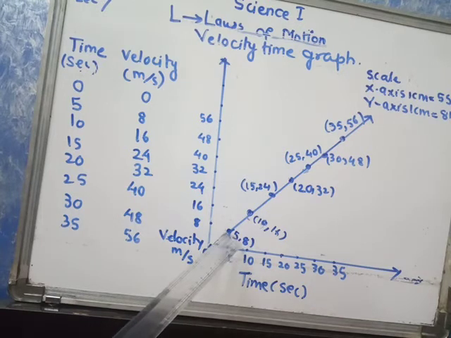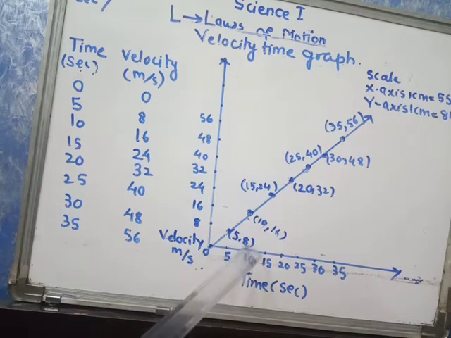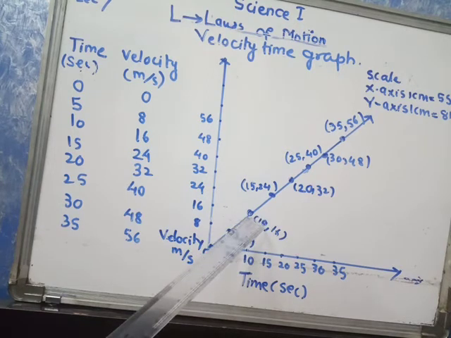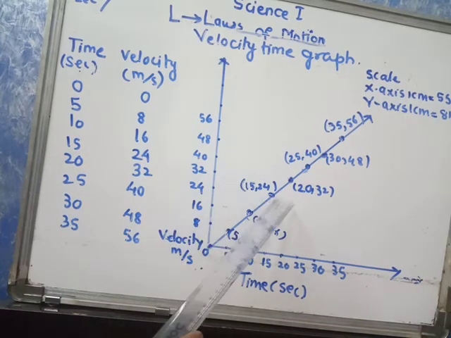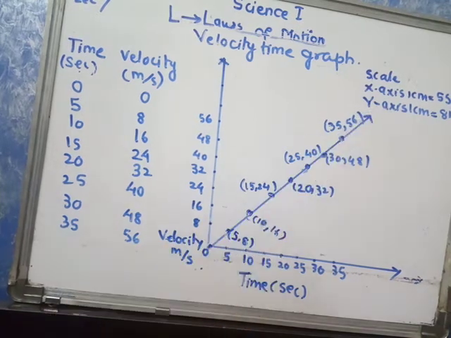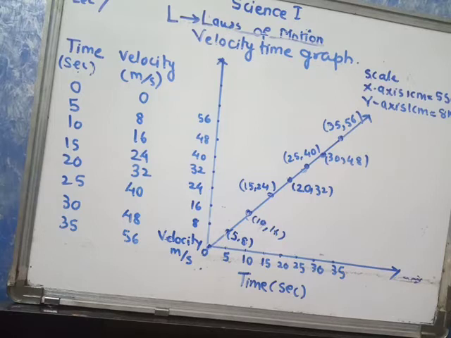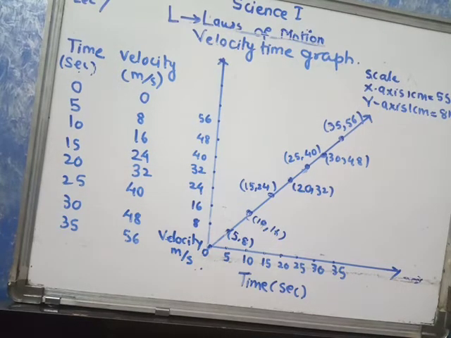This is the first point, (5, 8). Second point, (10, 16). Third point, (15, 24). When we join all these points, we get a straight line. This means that when acceleration is uniform, the velocity-time graph is a straight line.